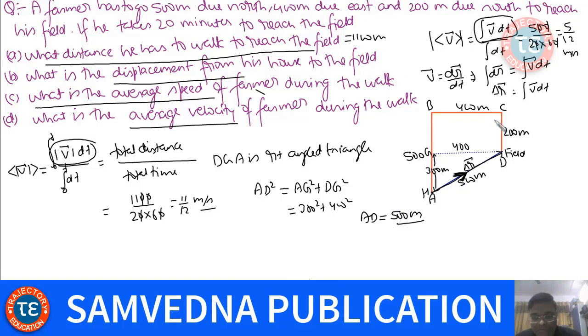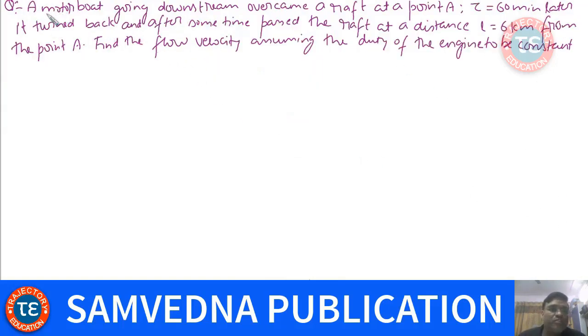Okay, now let's move to the next question. The question reads: a motorboat going downstream overcomes a raft at a point A. Tau equals 60 minutes later, it turned back and after some time passed the raft at a distance of L equals 6 km from the point A. Okay, so suppose A is the point and the river is flowing in this direction. We suppose the river velocity is VR. So this is the boat, it is meeting the raft over here.